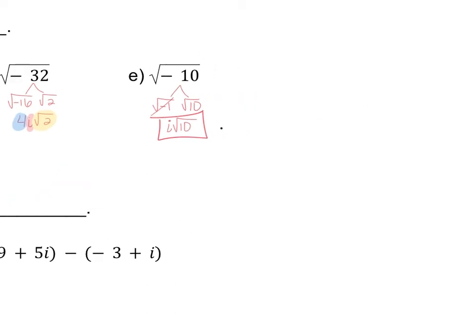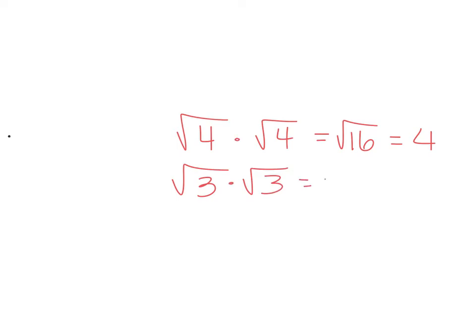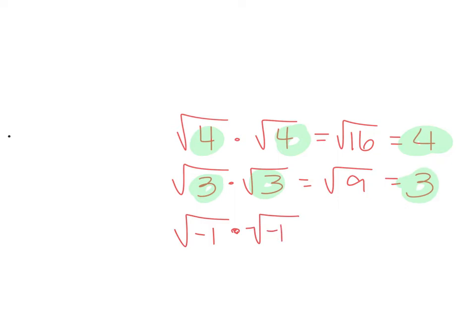So let me prove to you why that works, just because I care and I want to. So if you have the square root of 4 times the square root of 4, right, that's the square root of 16, which is just 4, right? So let's do it again. Square root of 3 times the square root of 3 equals the square root of 9, which is just 3. Right? So anytime you multiply the same square root by itself, that number is what you're going to get, but you just take the square root off of it. Okay, so the same goes for the square root of negative 1 times the square root of negative 1. That equals the square root of 1.